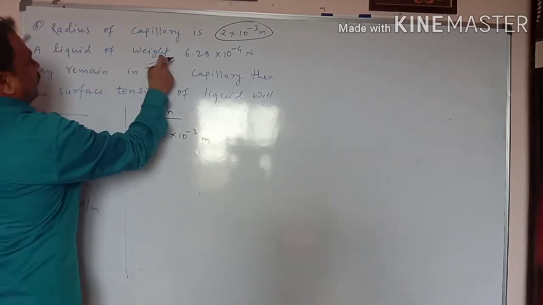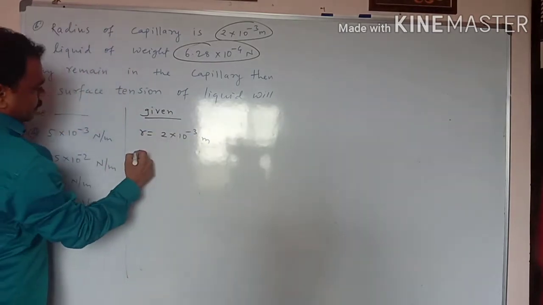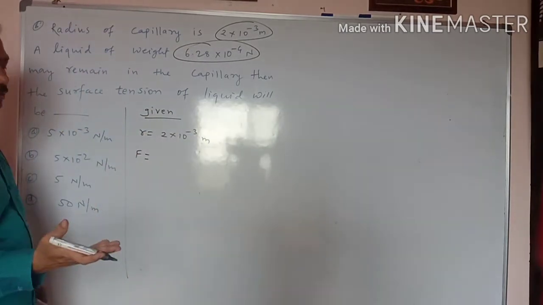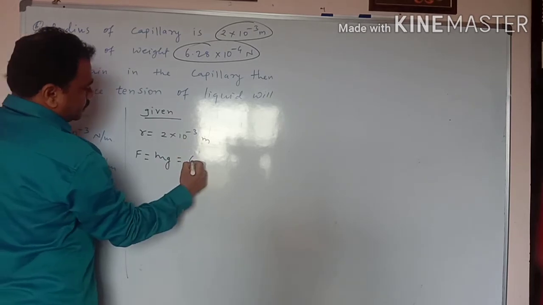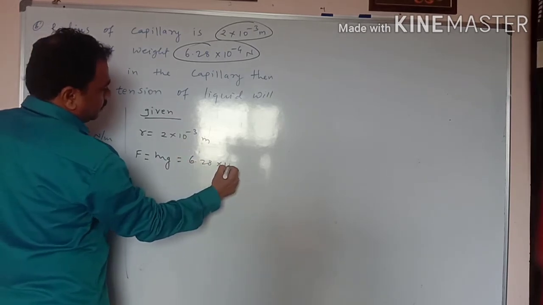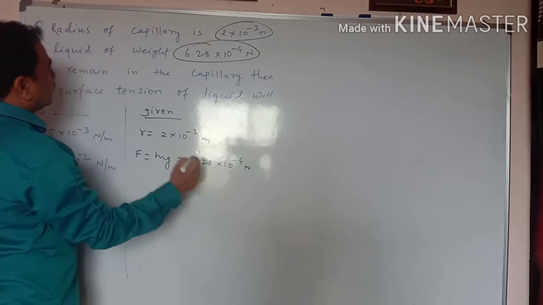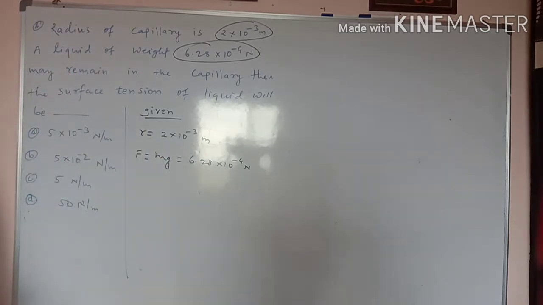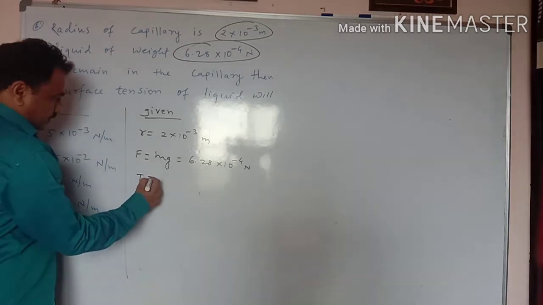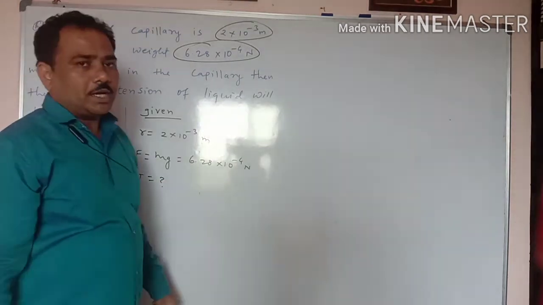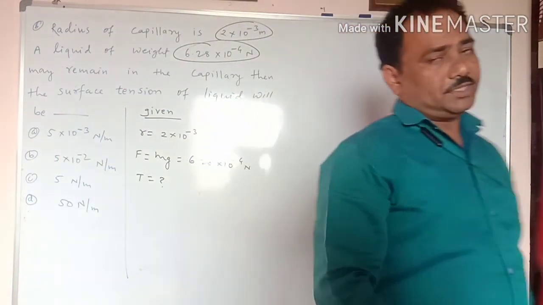Then a liquid of weight is given. Weight means what? Obviously force. So force is given, that is mg. It is given 6.28 into 10 to the power minus 4 Newton. Then it may remain in the capillary, then the surface tension of liquid will be. So what will be the surface tension in this case? It is very simple to calculate the surface tension in this case.